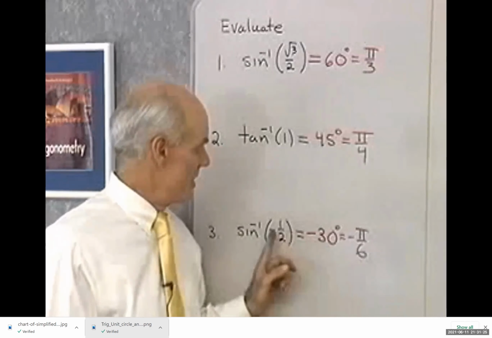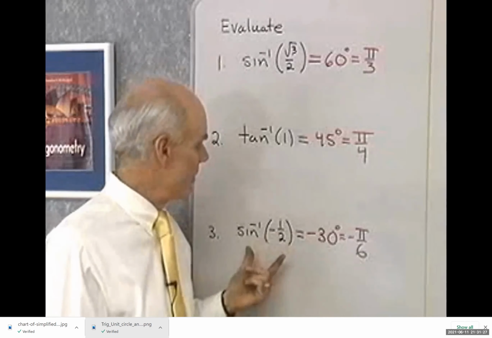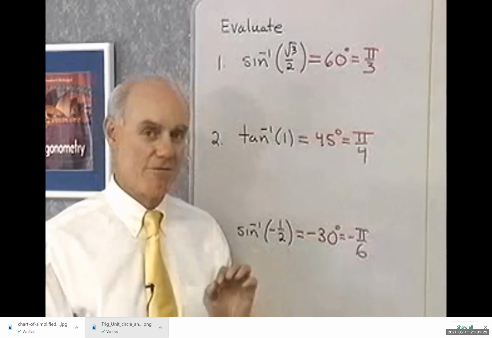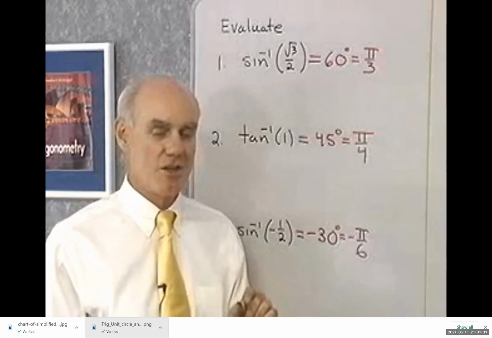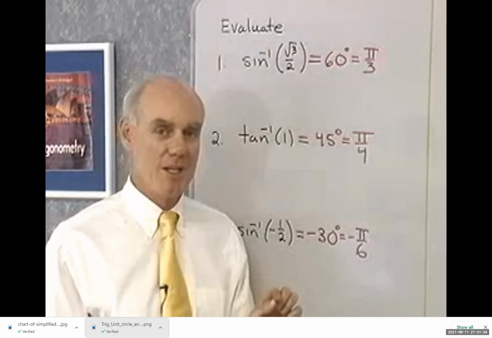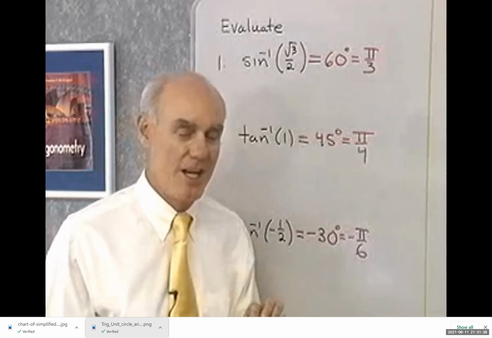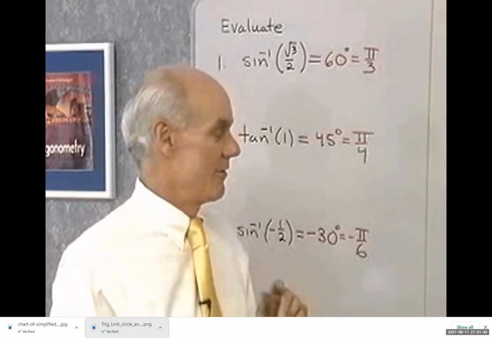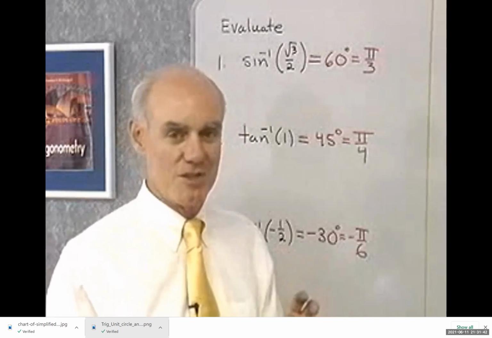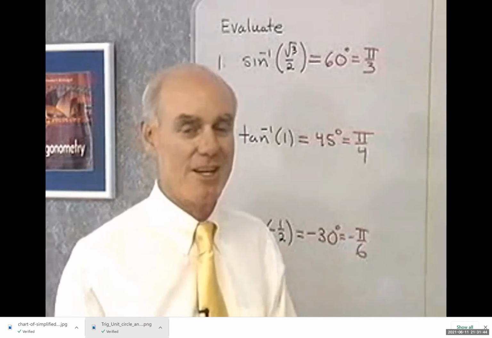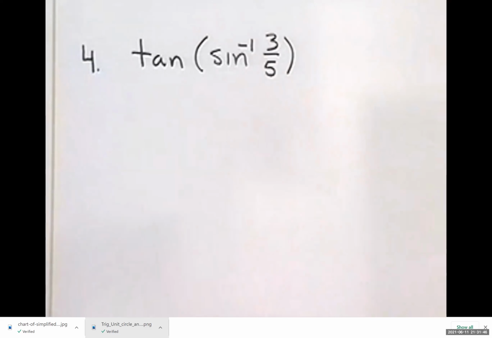So this sign right here tells me what quadrant it's in. I have to know what the restrictions are on the inverse trig functions. Sine and tangent are restricted between -90 and +90. Inverse cosine is restricted between 0 and 180, or 0 and pi. Now, if you're using a calculator to do these problems, your calculator already knows that. Let's try one more. How about the tangent of the inverse sine of 3/5?